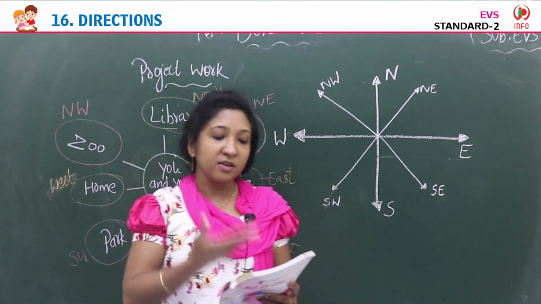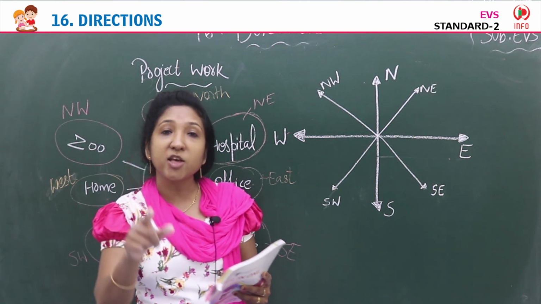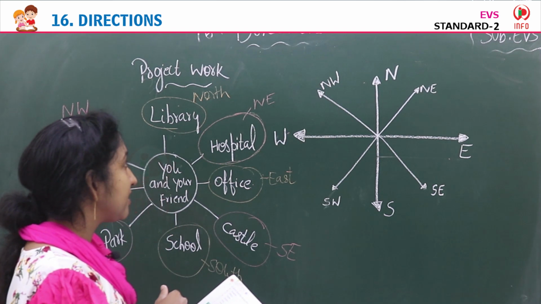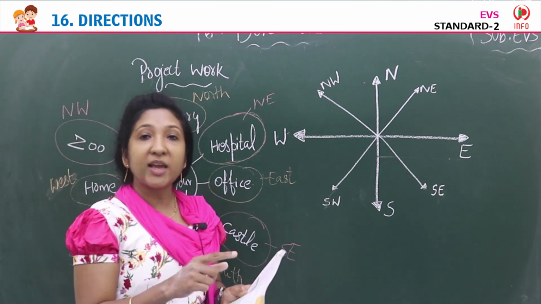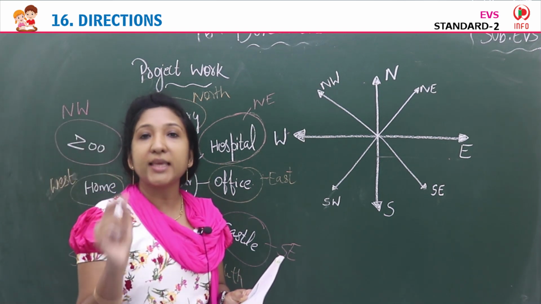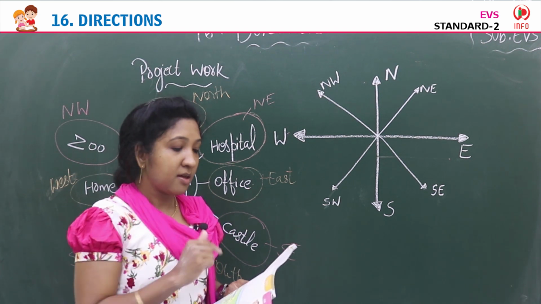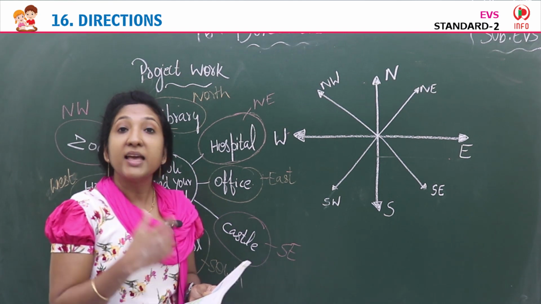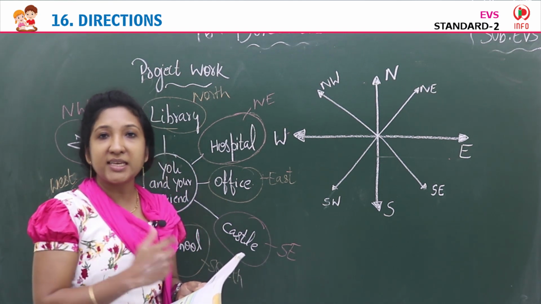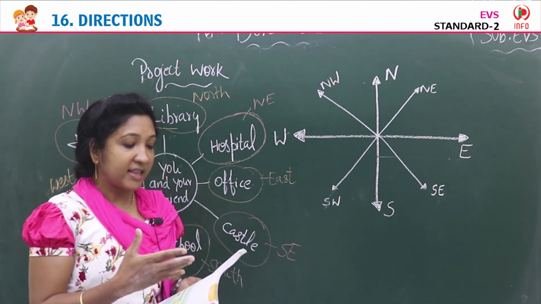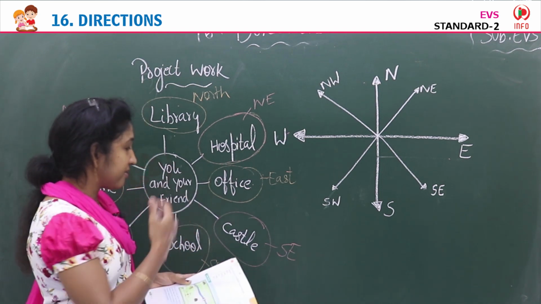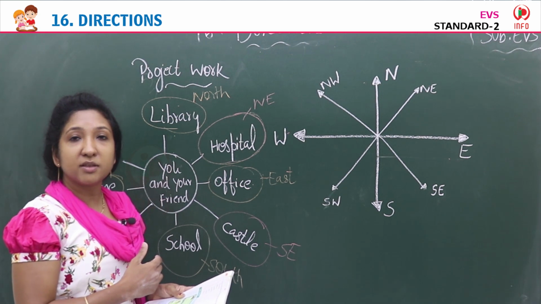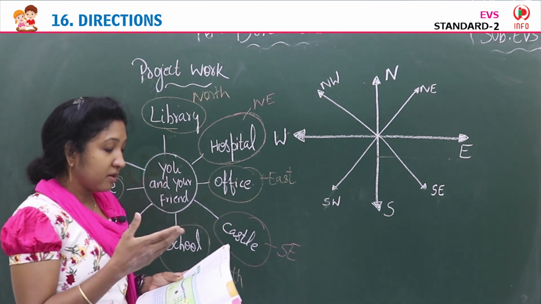So here this thing you can write. In which direction of you is the hospital? Where is the hospital? It is in the northeast. So you can write NE or northeast. Second, office. Where is office? It is in the east direction. You can write east there. Next, castle, the palace. Where it is? In the southeast or SE you can write.